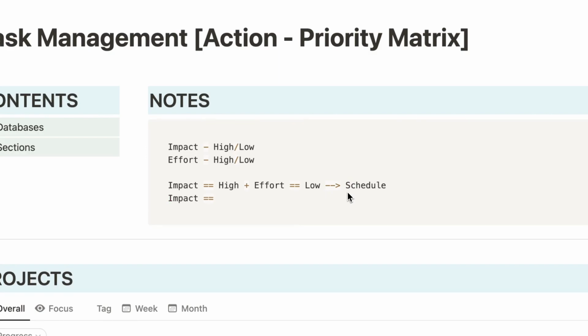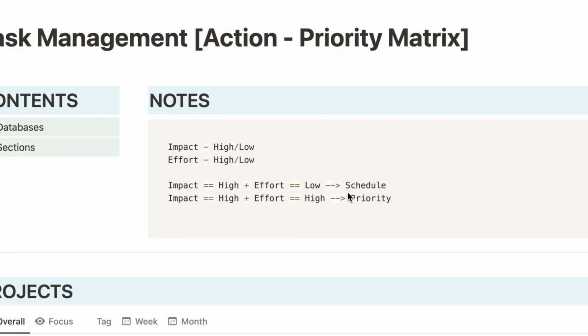If the impact is high and the effort is also high, we are told to make this task a priority. If the impact is low and the effort is high, then this is probably a task we can put on the backlog until the impact increases or until we have a bit of spare capacity to actually look at this task, considering that it is high effort.